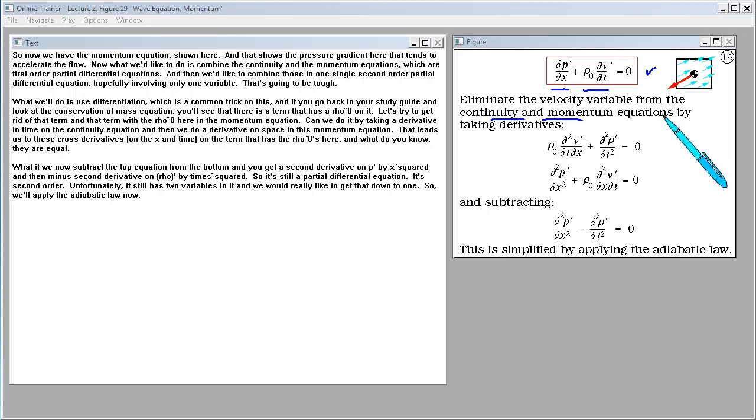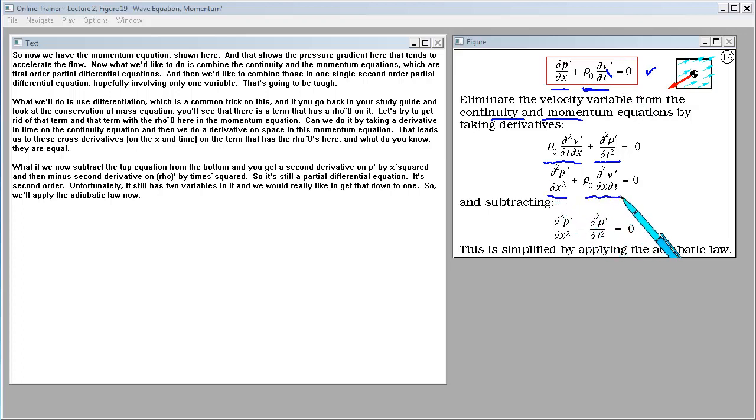What we'll do is use differentiation, which is a common trick on this. If you go back in your study guide and look at the conservation of mass equation, you'll see that there's a term that has a rho 0 on it. Let's try to get rid of that term and the one here with the rho 0 in the momentum equation. We do it by taking a derivative in time on the continuity equation, and then a derivative in space on the momentum equation.